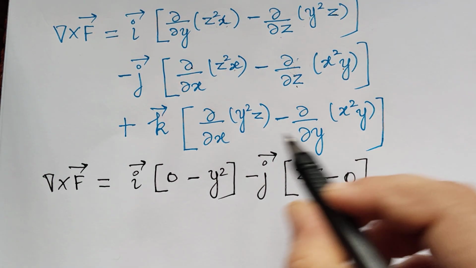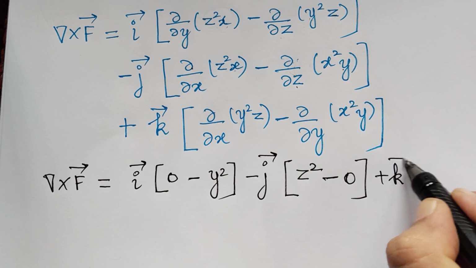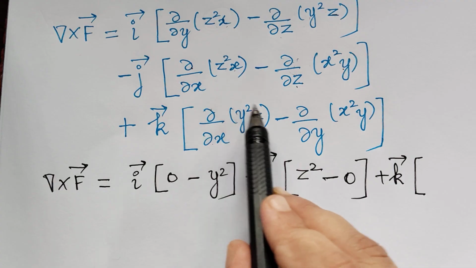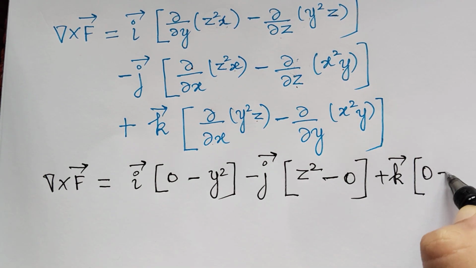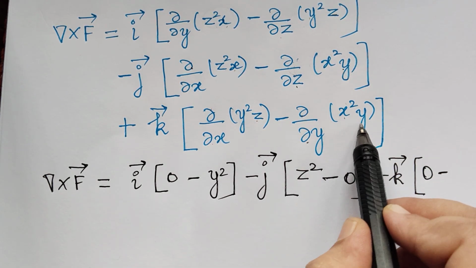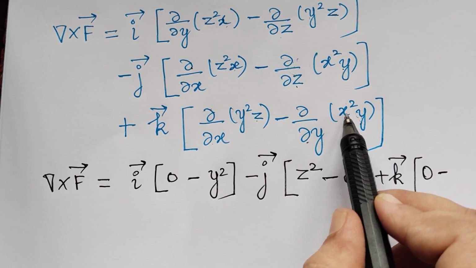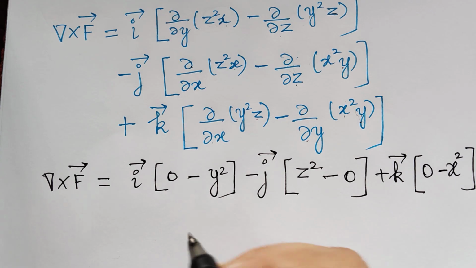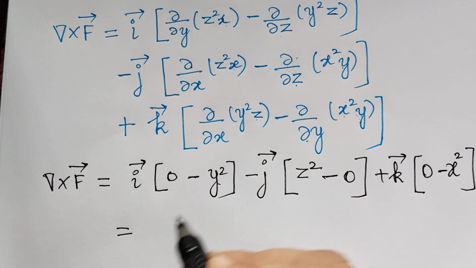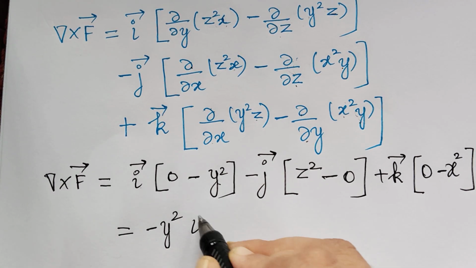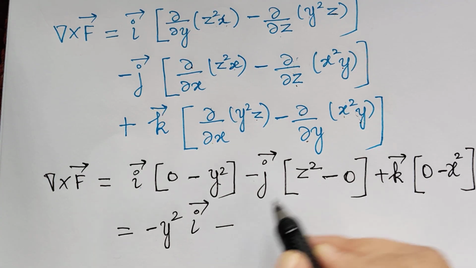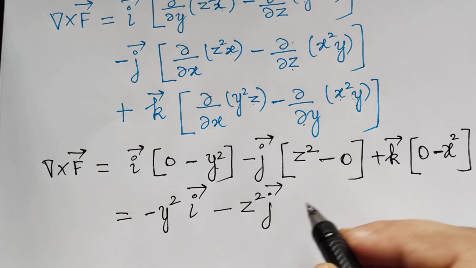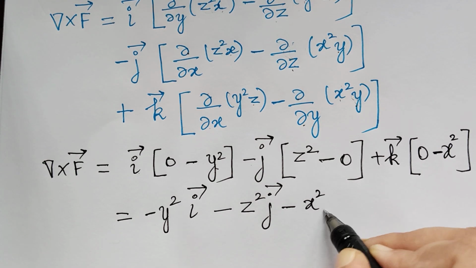So 0, and then plus k vector multiplied with ∂/∂x of y²z. We do not have an x term over here, so it will become 0, minus ∂/∂y of x²y. So the differentiation of y is 1, and x² will be treated as constant, so you get it as it is. So next, this will be minus y² i vector, and then minus z² j vector, and here we have a negative sign, so minus x² k vector.